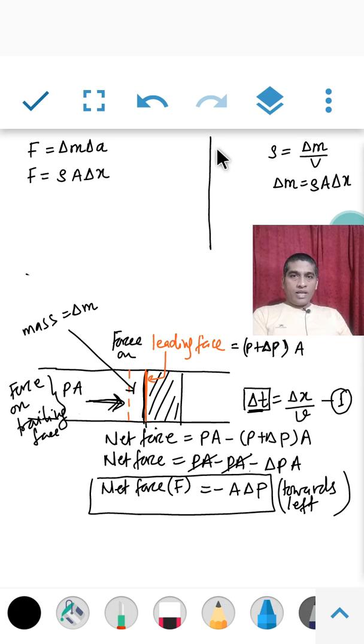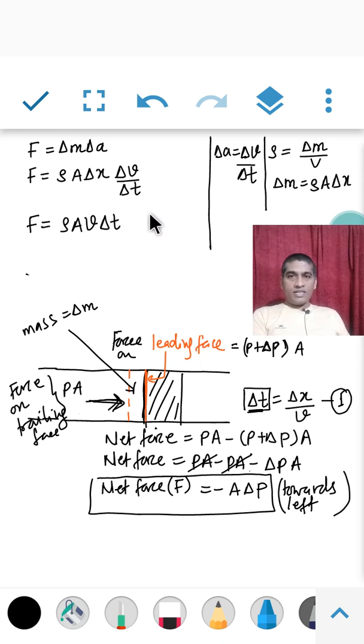So let me write over here. Acceleration delta a equals delta v divided by delta t. This is small v. Keep in mind small v for speed and capital V for volume. So we can write delta a as delta v divided by delta t. Now we can simplify this expression further. So we can write F equals rho A, and delta x is v times delta t, and we have delta v by delta t. Let me keep this in a bracket.